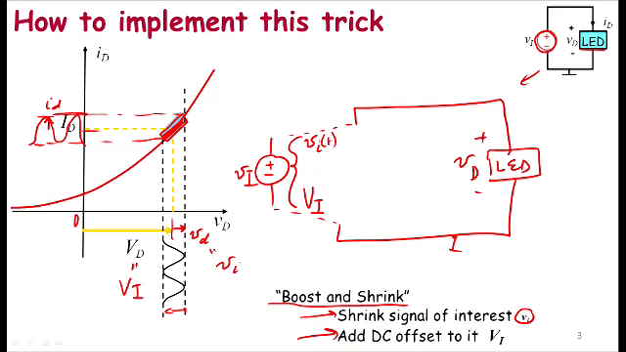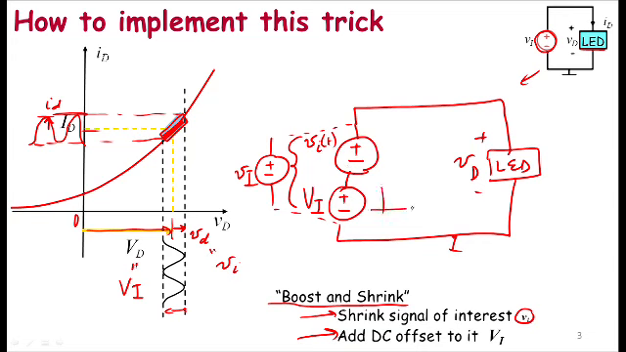In a circuit sense, the way I can do this is I can apply a DC source here, and that gives rise to the boosting of the signal to the point that I care about. And then I'm going to put another source in series with it, and that is my small v_i. So small v_i is a small AC source in series with a large DC V_I source.